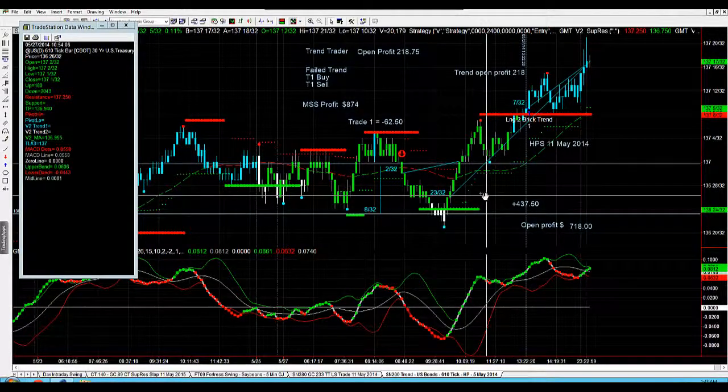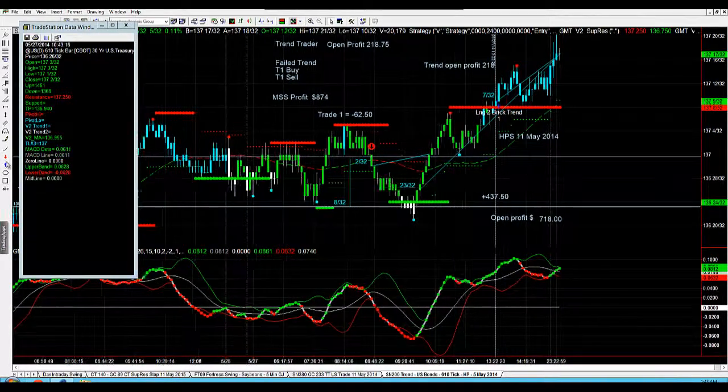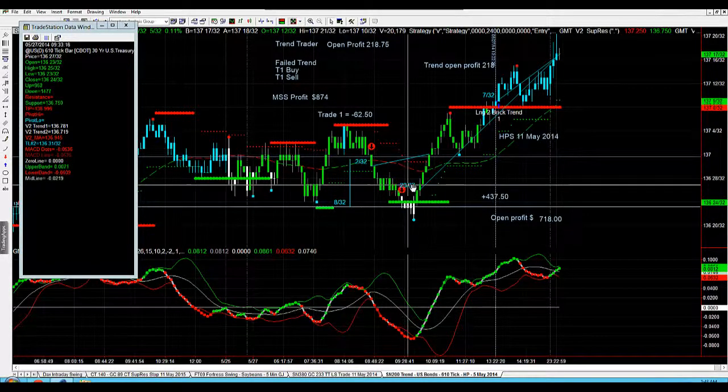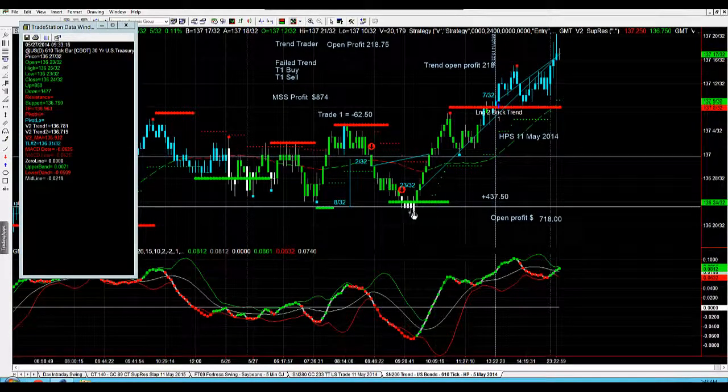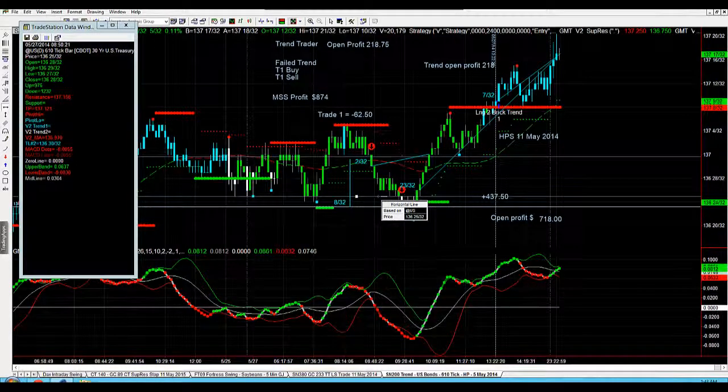Trade number 2 is interesting because it's a failed trend buy setup. So we get the trend trader entry, which is here on the white candle. Now remember that to get a trade here on our failed trend, we need to close above that white candle, if you remember from our previous video. So we need to close above the high of that candle there.